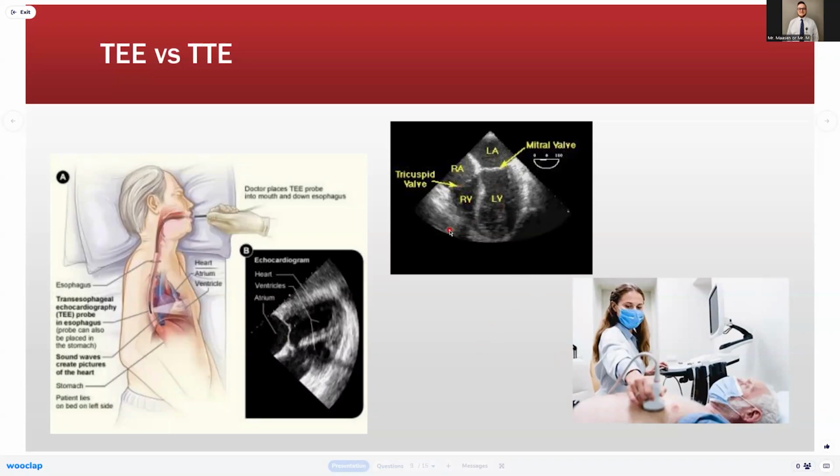You can tell a lot about the heart structure. You can tell valve issues. You can tell stroke volume from this.